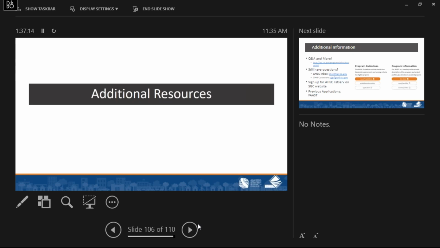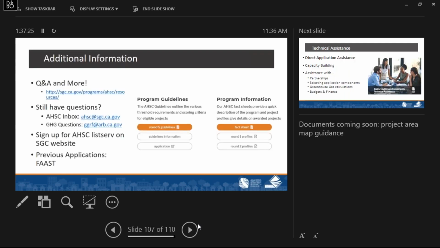We do want to provide a little more information for you to look at resources. Obviously, this program, as you can see, is pretty complex, and an hour and a half doesn't fully cover everything that you need to know. So we have a lot of additional information on our website. We have a Q&A from previous rounds that will also be updated this round as we receive questions with frequently asked questions. And if you do have questions that weren't covered here or aren't covered by these other resources on the website, you can email the AHSC inbox at AHSC@SGC.CA.GOV.